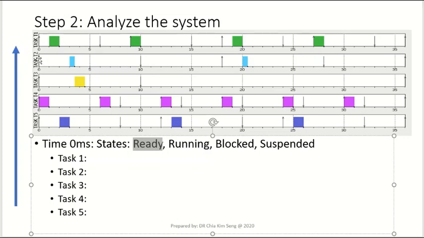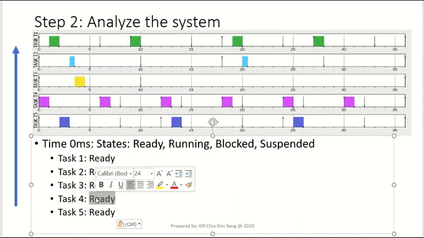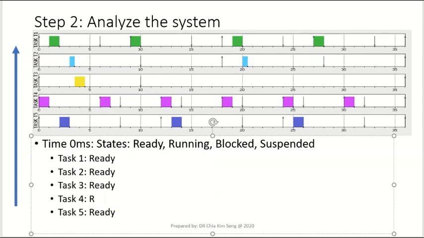At time 0, apparently all the tasks are released. Am I correct? So all are released, so apparently all of them are ready. Ready, ready, ready, ready, ready. But task 4 actually is not ready, but is in the running state. So task 4 is running at time 0, and we have ready, ready, ready. This is the first analysis that we can conclude at time 0.